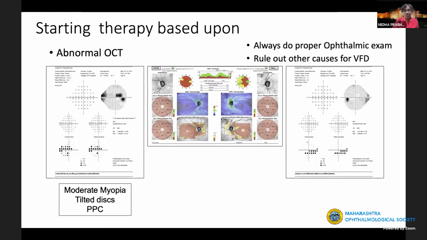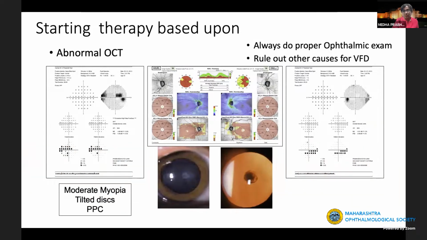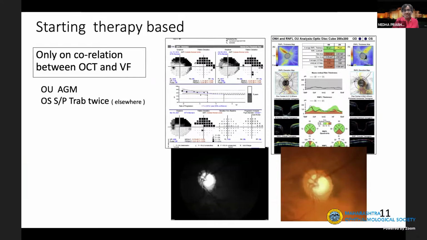Starting therapy based on only an abnormal OCT is another mistake. Like in this case, the patient has a posterior polar and PSC cataract, and so this patient definitely is not glaucoma. The patient already has moderate myopia with a tilted disc. Then there is starting therapy based on correlation between OCT and visual field. This patient was already operated when he came to me, and if you look at the field and this, it correlates.